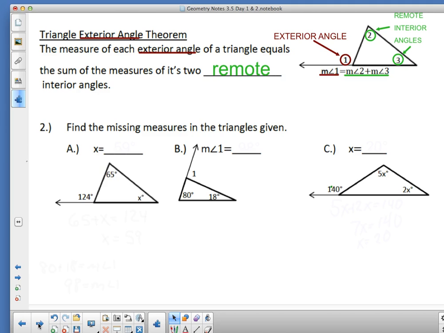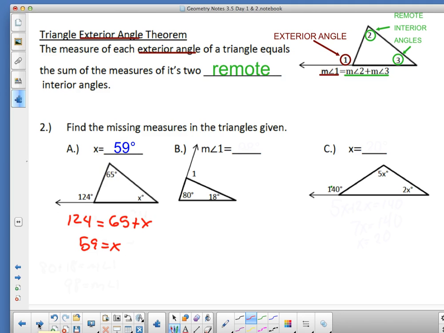So as we go through, we're finding the missing measures of the triangles. 65 and x. I know that 124 plus 65 is equal to 65 plus x. So I solve it. Right? And people are like, well, that's like 59. You okay with that as I go through? So that's going to be 59.